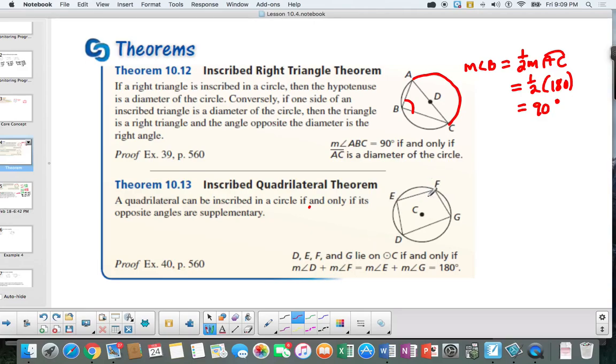Our next theorem talks about inscribed quadrilaterals. What we're going to try to prove is that this angle and this angle are supplementary to each other. That's this one right here, that they add up to 180. And these will also be supplementary too.